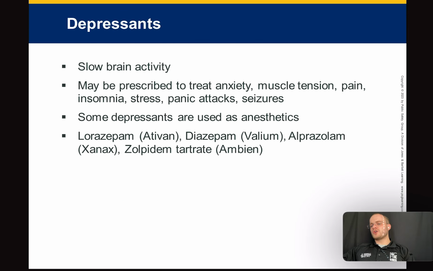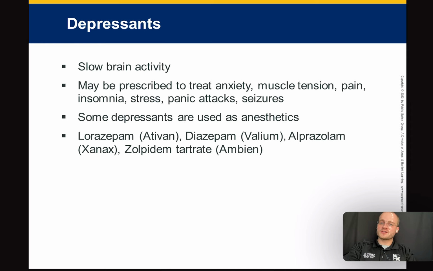So depressants will slow brain activity. These are the same ones I keep telling you about. So we use these to prescribe to treat anxiety, muscle tension. Sometimes it can be used for pain. Insomnia. Insomnia is a sleep disorder where someone has trouble falling asleep and/or staying asleep. Stress, panic attacks, and seizures. So these have a very wide use. We use these for a lot of things, but depressants slow things down.